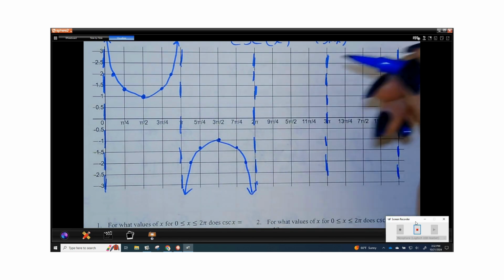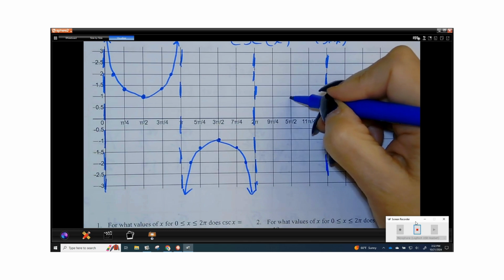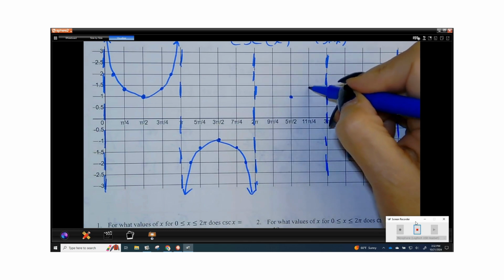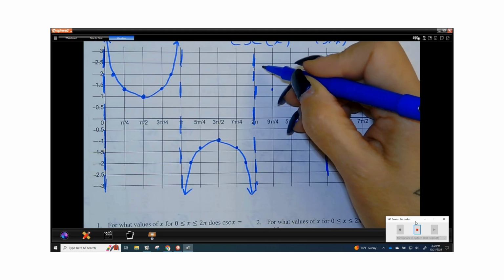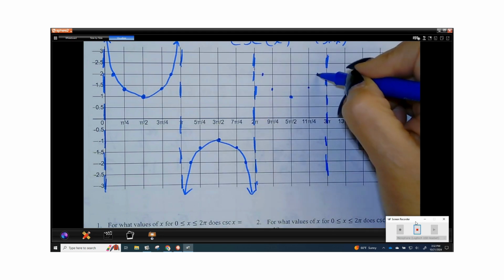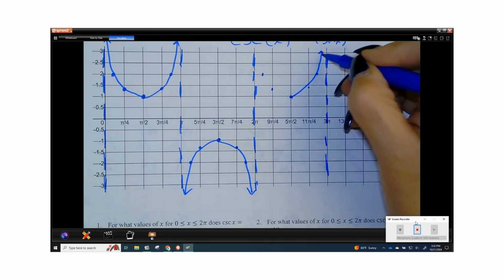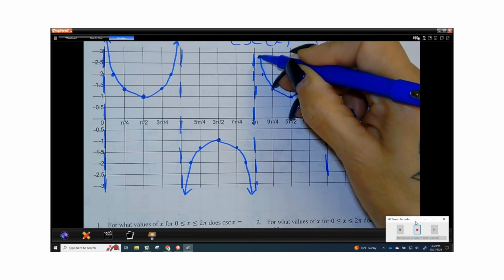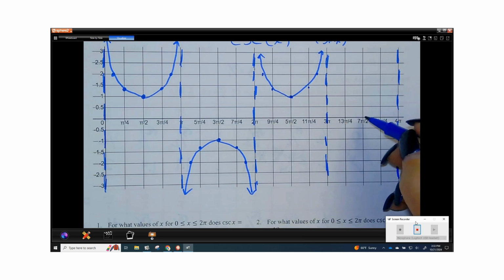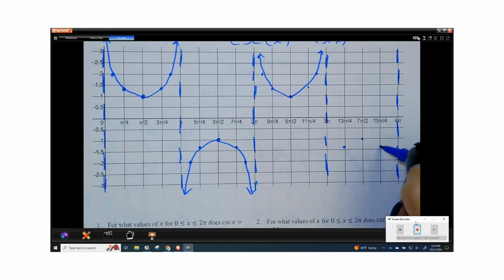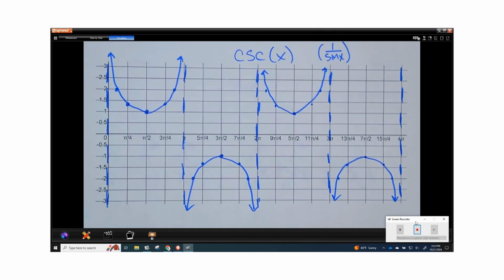Then you could guess this one. Is that 1? 1.4, 1.4, 2, 2. Sorry for that noise. And then over here it is -1, 1.4, 1.4, 2, 2. Okay, so this is the cosecant graph.